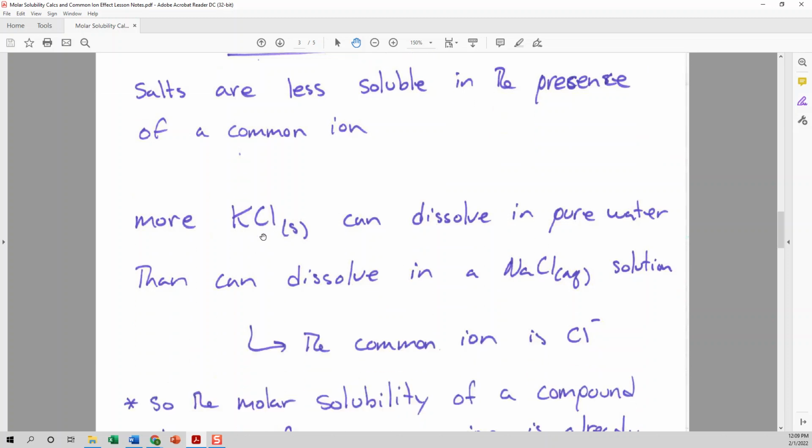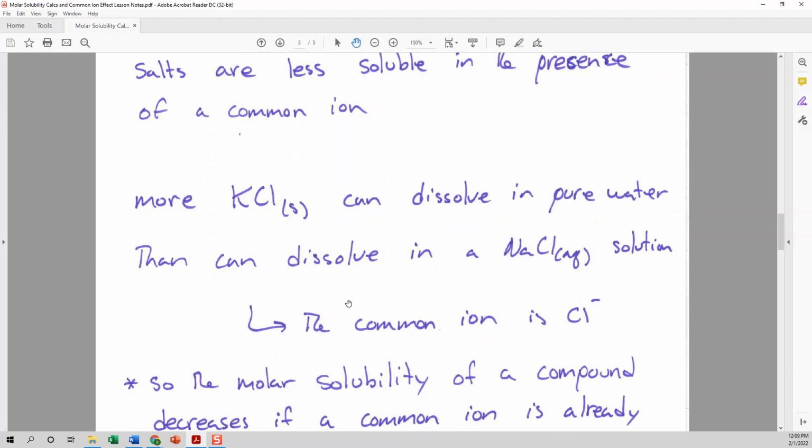What we're saying is, let's say I'm dissolving potassium chloride. You can dissolve more potassium chloride in pure water than you can dissolve it in a solution that contains sodium chloride. It's more soluble in pure water than it is if I dissolve it in a salt solution. The reason is this solution that I'm dissolving the potassium chloride in already has chloride. That's the common ion. So if you're taking an ionic solid and dissolving it in pure water, then it's business as usual.